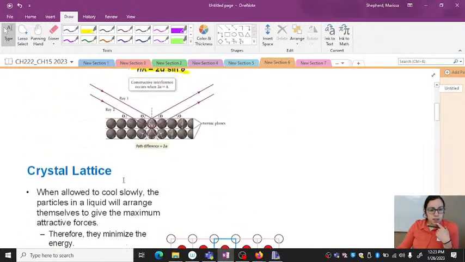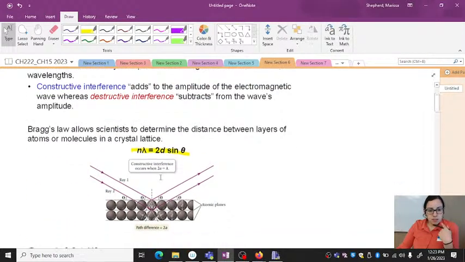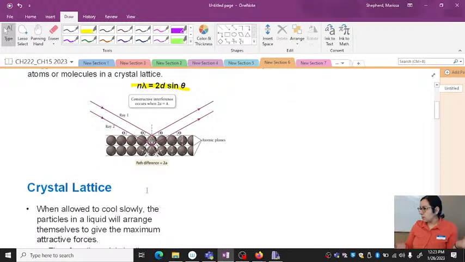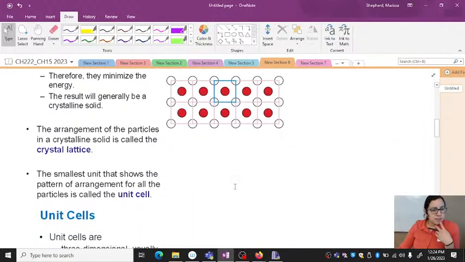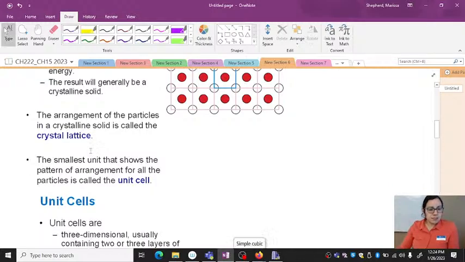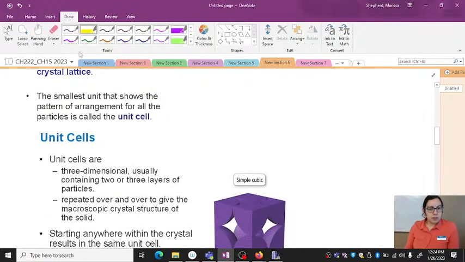What you get from this diffraction pattern is not only the pretty picture, but it tells you how your units are arranged. It tells you your unit cell and what crystal it is. The arrangement is called our crystal lattice. This is good vocab. The smallest unit that shows a pattern of arrangement for all particles is called a unit cell.